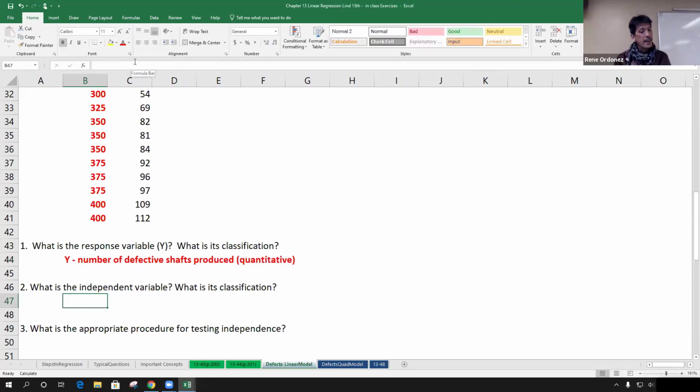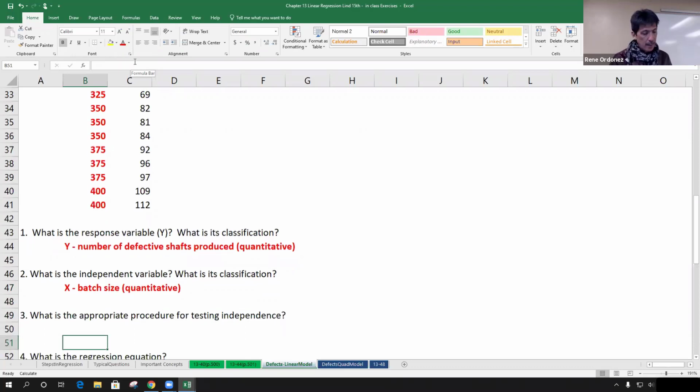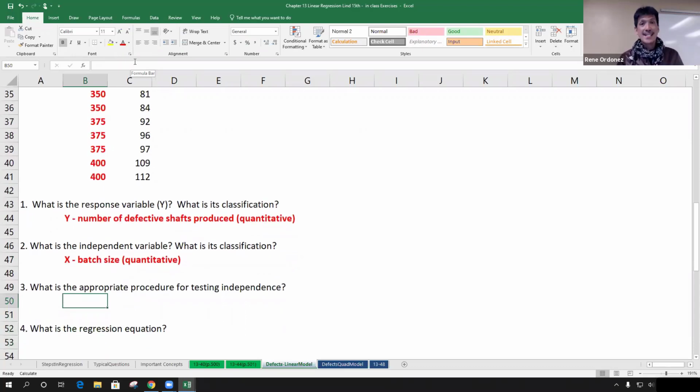So the independent variable then is the batch size. Correct. And what is the classification? Since both x and y are quantitative, the appropriate procedure for testing independence is what we call regression and correlation analysis. All right. But the question is which kind? Is it simple regression or multiple regression? Are we using simple linear regression or multiple linear regression?